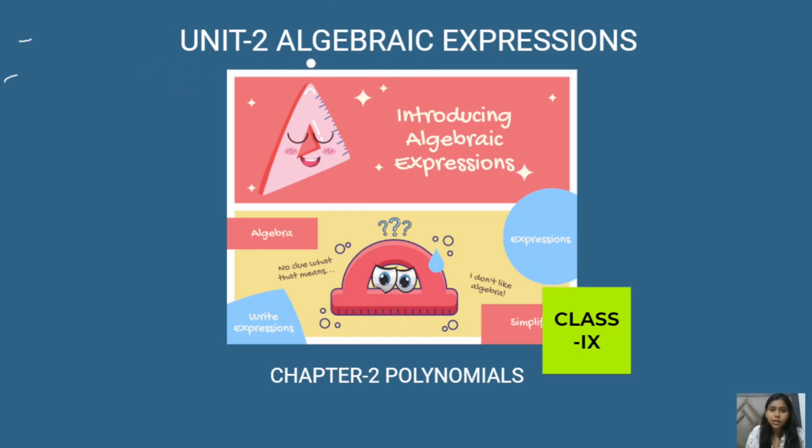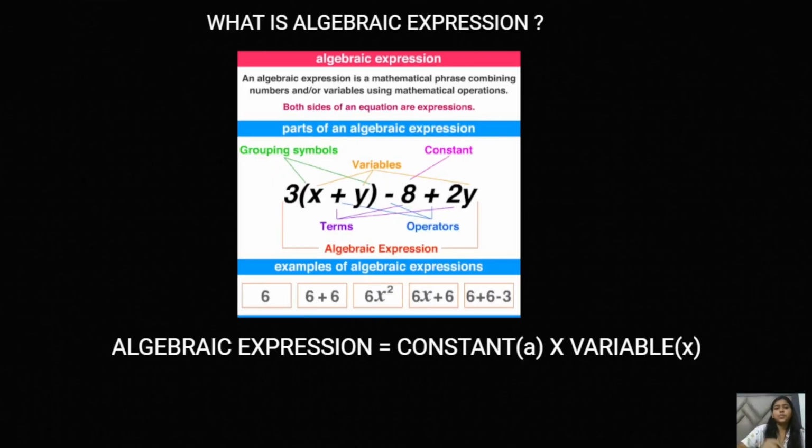What is an algebraic expression? Let me show you. An algebraic expression is basically a mathematical phrase combining numbers and variables. So what does that exactly mean? Basically, an algebraic expression is any expression that consists of a constant and a variable. So now the question is, what is a constant and what is a variable?